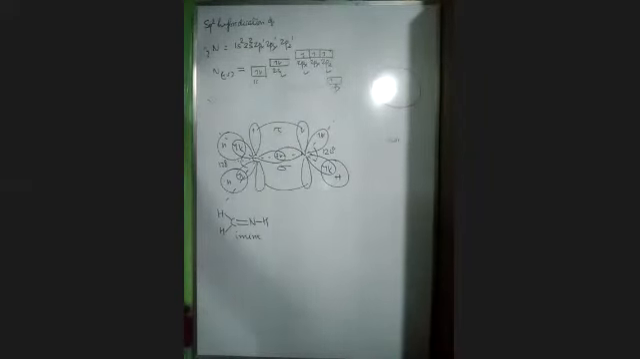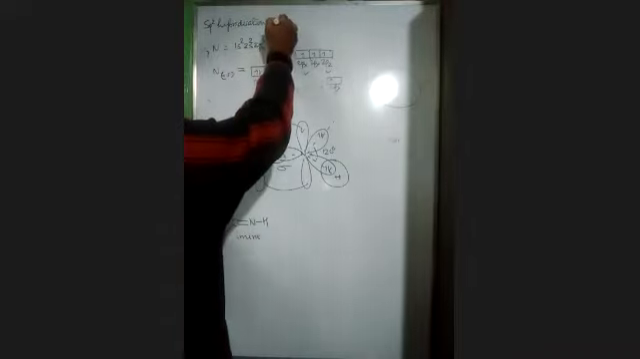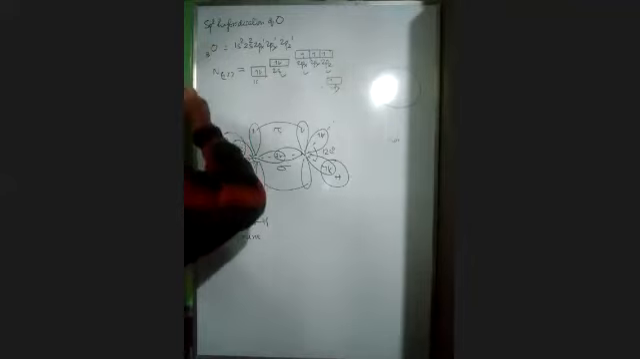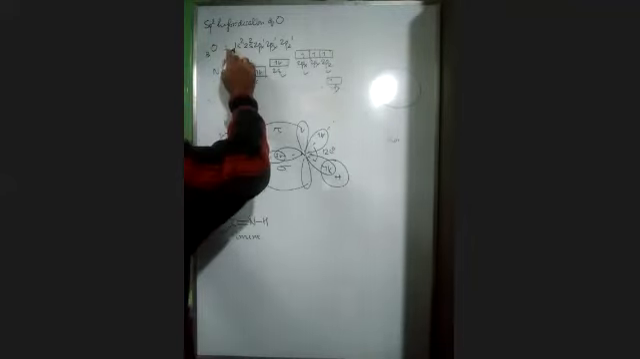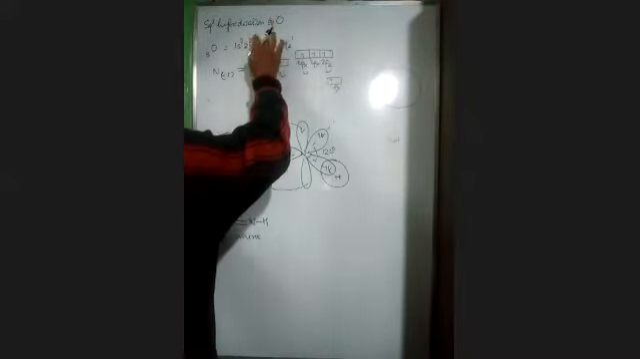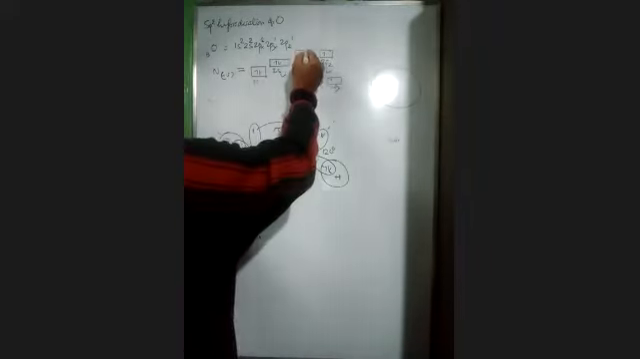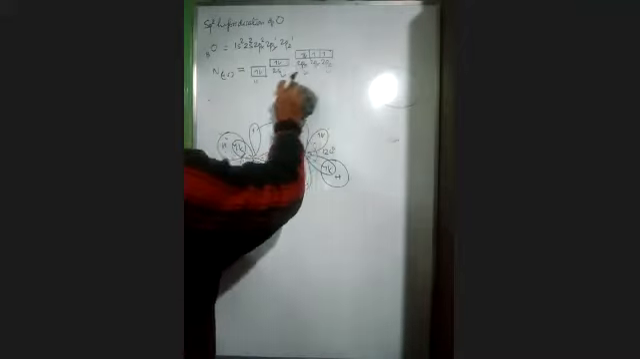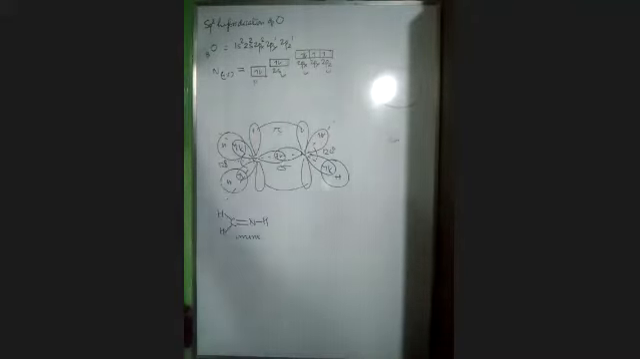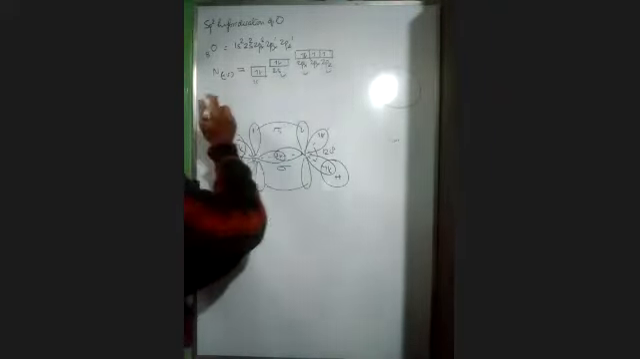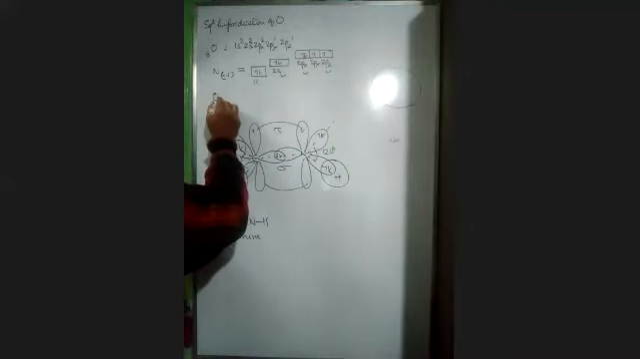Everything you can draw here. Oxygen. See, oxygen is 8. So it will be 1s2, 2s2, 2px, 2py, 2pz. That is 7, no? Then the 8th electron will come here. All right. So it will be like this. So here also we'll mix this and this. All right, this and this.